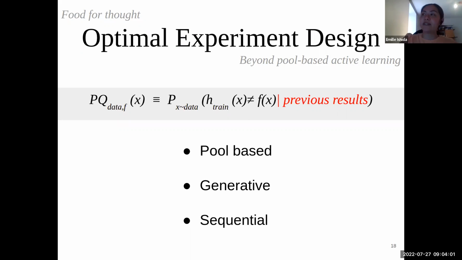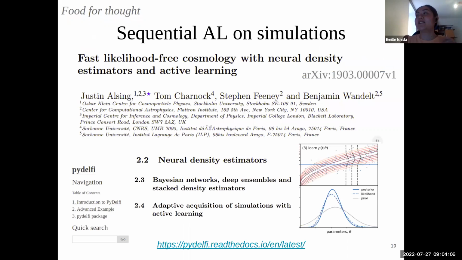So one example is generative and sequential active learning. This is a very interesting work from a few years ago where they actually use active learning to search for regions of the parameter space that are lacking information and use that region of parameter space to generate more simulations in a forward modeling context. So this is also one of the possibilities, and I think it's a very interesting application of all of this stuff that we should also keep into account.